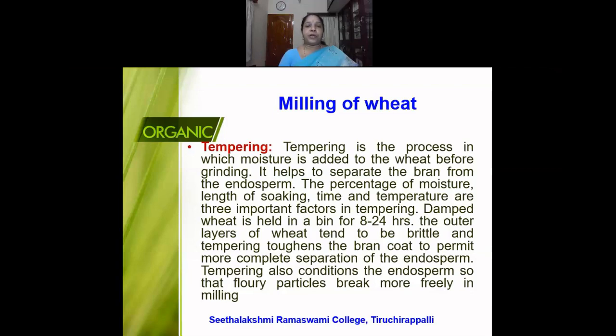In the outer portion of the wheat grain, there is the husk, the pericarp and the bran. So this bran should be removed from the endosperm. The percentage of moisture, the length of soaking, the time for soaking and the temperature are the three important factors in tempering. How much moisture should be added to the wheat depends upon the type of the wheat grain. And this will also determine the length of soaking.